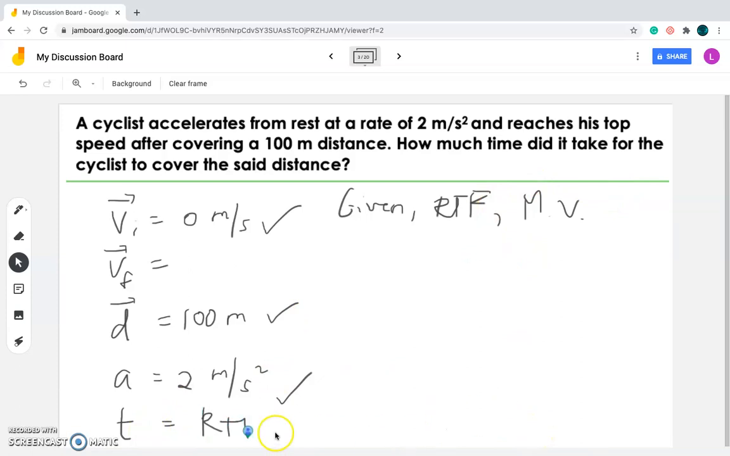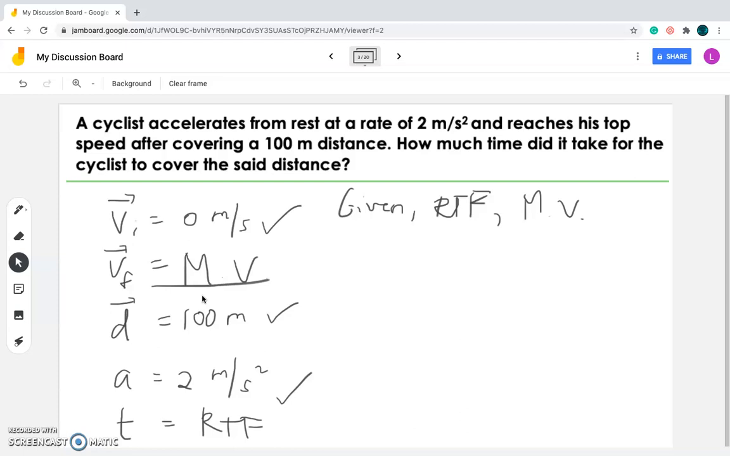Why? RTF is the required to find. It's the variable we are solving for. Therefore, time is the required to find in this physics problem. Miss, so what's final velocity then? Obviously, final velocity is the missing variable. Why? Because final velocity is not given, we don't know its value, but it's not the required to find either. So final velocity would be the missing variable.